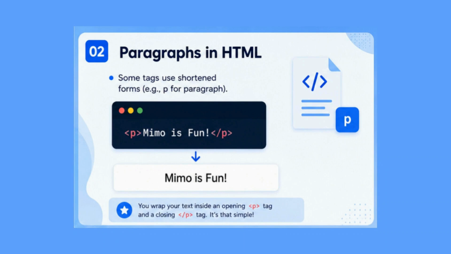Notice that the text is wrapped between the opening <p> tag and the closing </p> tag. When the browser reads this code, it simply displays, "Mimo is fun." It's that simple. Whenever you want to add normal text to your web page, you'll usually use the paragraph tag.